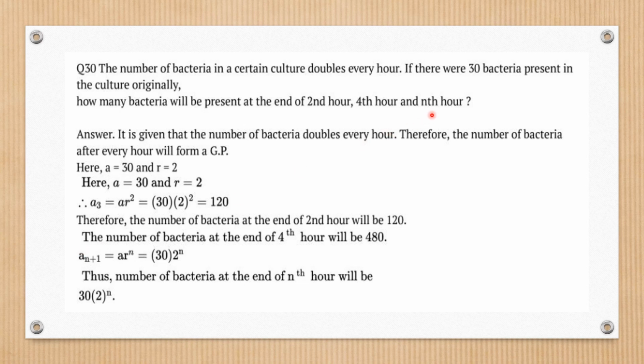And the nth hour means your n plus 1 term. I hope this is clear. So it is ar raised to power n. Simply replace the value of a and r, and it becomes 30 times 2 raised to power n. So number of bacteria at the end of nth hour will be 30 into 2 raised to power n. Just remember that as the original bacteria were your first term, after 1 hour you will get the second term of the GP, after second hour you will get the third term, after fourth hour you will get the fifth term, and after nth hour you will get the n plus 1th term.